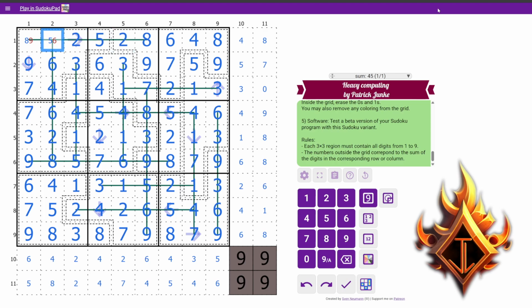That was quite the thinker there, Patrick. Very nice puzzle. There will be a link below. Check it out yourself. Give it a try.